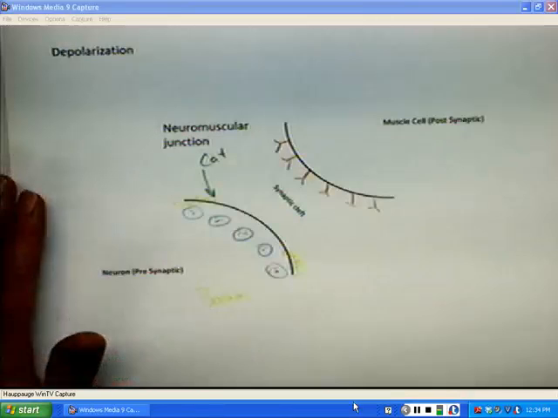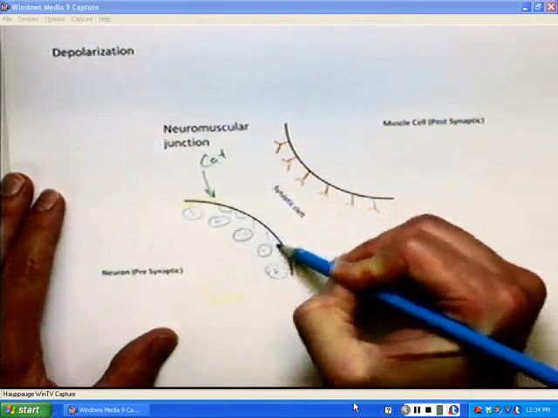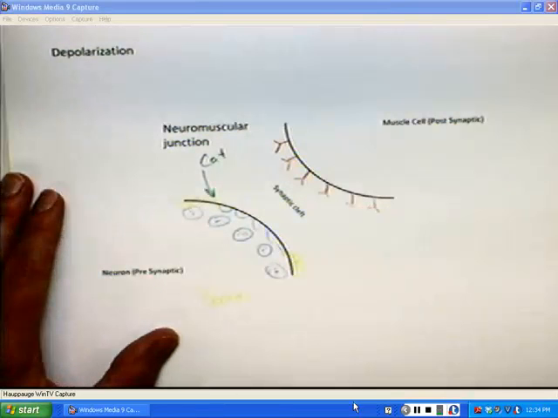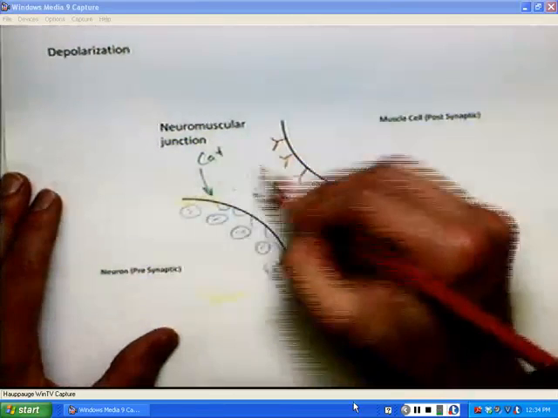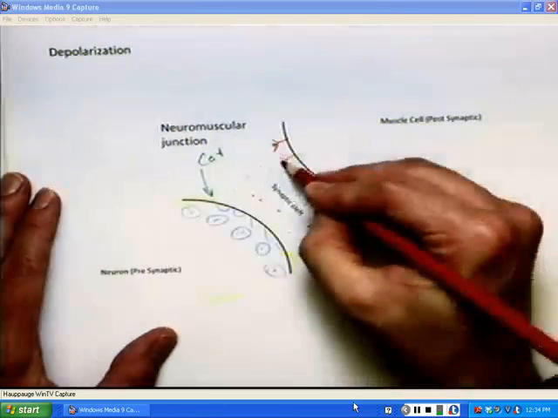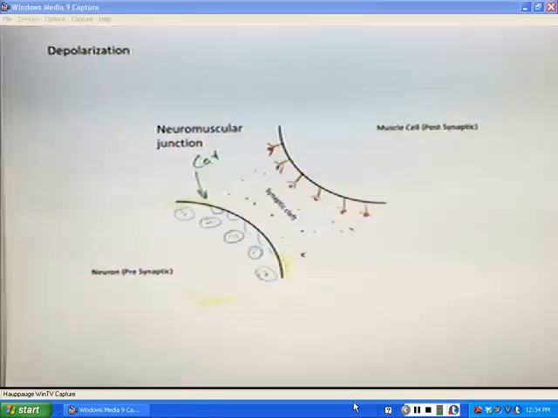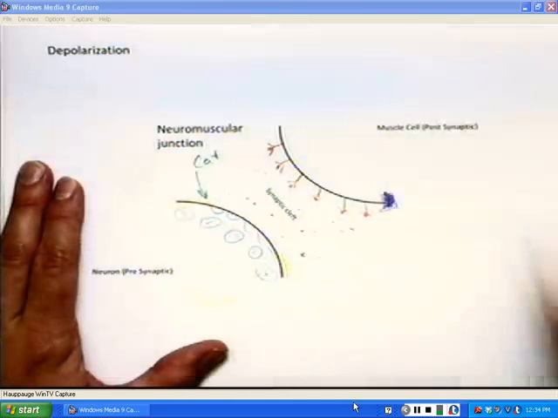Calcium, Ca2+, will rush in, causing these vesicles containing acetylcholine to bind to the outer end of the terminus of your motor neuron, and through exocytosis, it will send out acetylcholine that will bind to acetylcholine receptors. Once bound, the acetylcholine receptors will result in some drastic changes. Number one thing that will happen once this occurs, sodium channels will open in the cell.